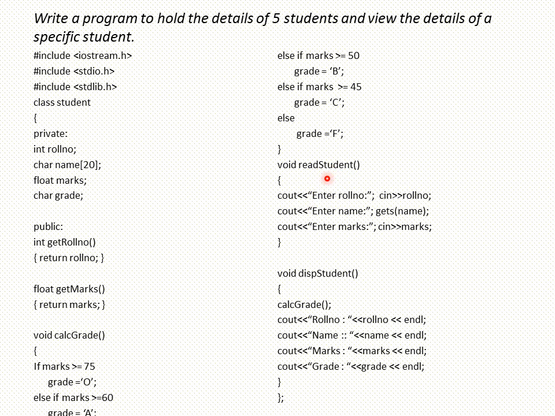And this is another member function, read student, which will facilitate us to enter the details of the students one by one. And the next member function, disp student, is accessing the calc grade function to calculate the grade of the student, and after that it will display the details of all the students one by one.